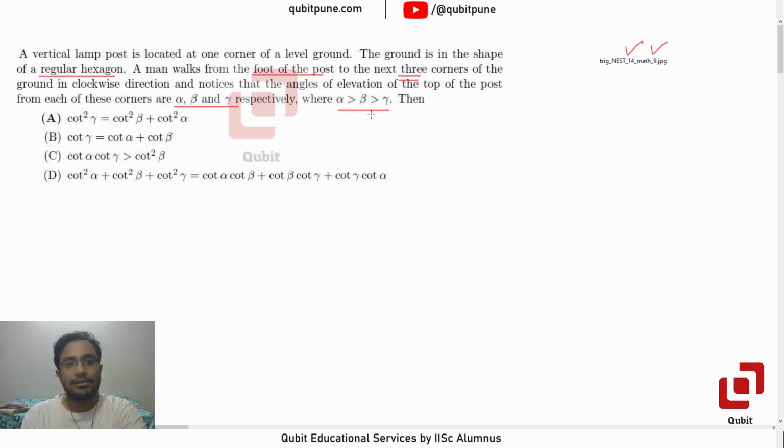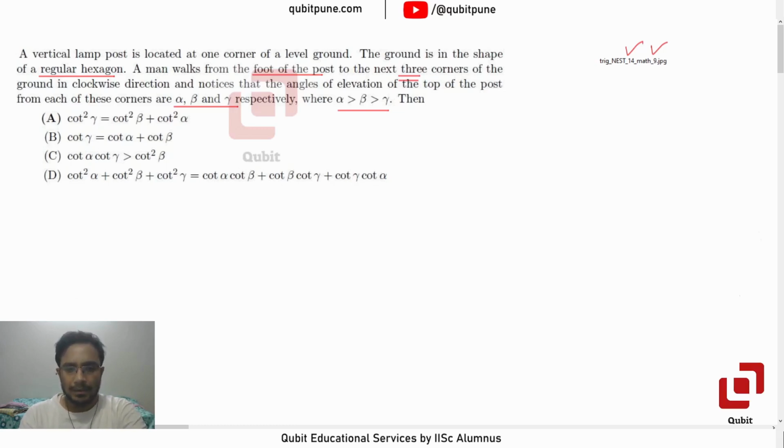Then cot squared gamma equals cot squared beta plus cot squared alpha. Cot gamma is equal to cot alpha plus cot beta. Cot alpha cot gamma is greater than cot squared beta. Cot squared alpha plus cot squared beta plus cot squared gamma is equal to cot alpha cot beta plus cot beta cot gamma plus cot gamma cot alpha.